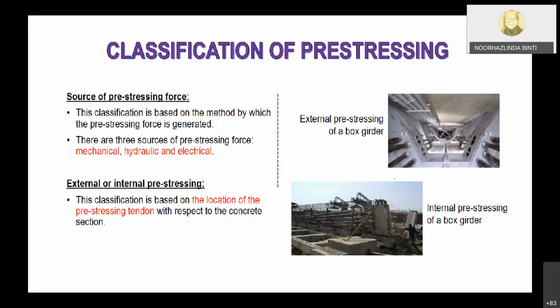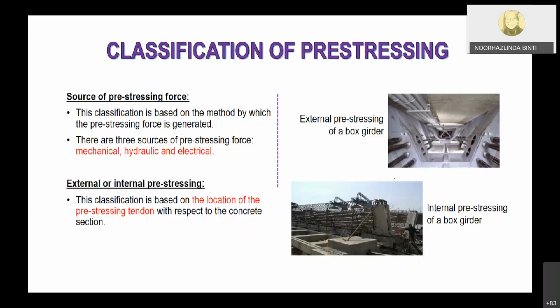External and internal prestressing is classification based on the location of the prestressing tendons. What does it mean by external and internal prestressing? It is the location of the tendon itself. External means when the prestressing is achieved by tendons located outside the structure, outside the concrete member.